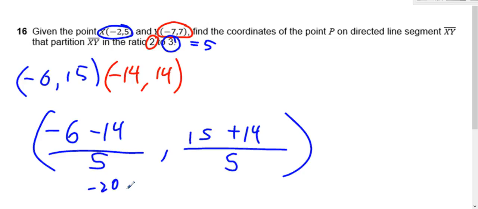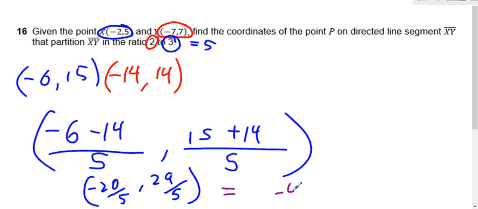That's -20 over 5 and 29 over 5. You can simplify that to -4. You can either leave that 29 over 5, or you can change it to a decimal, which would be 5.8.